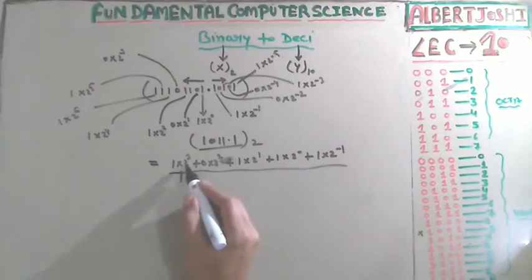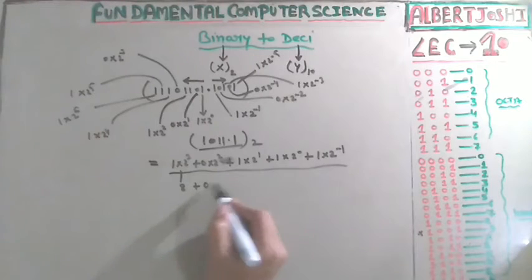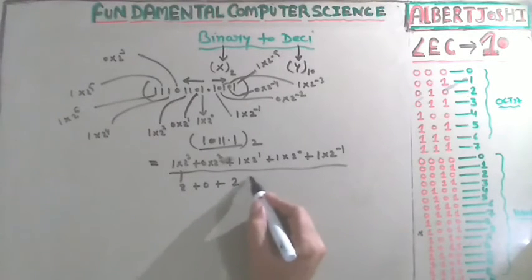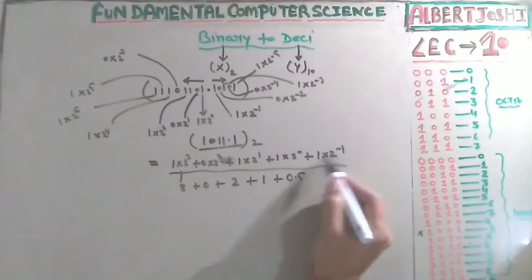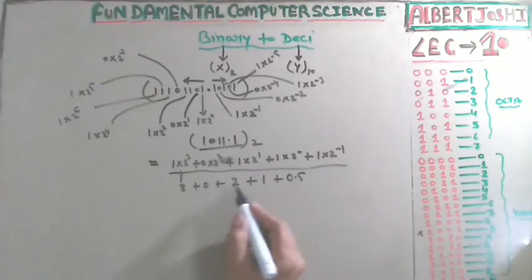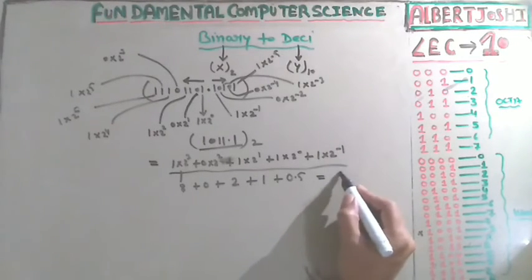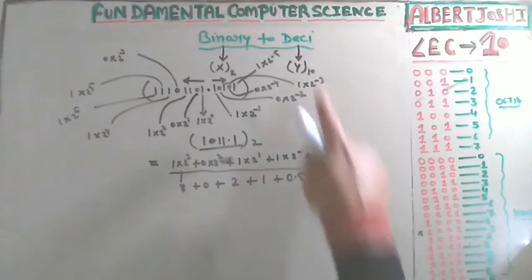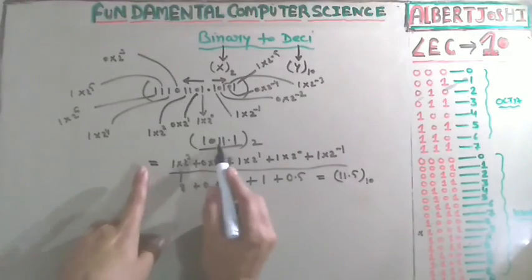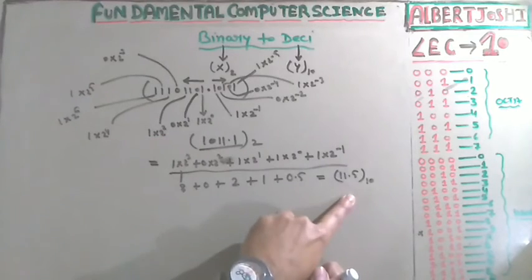Now what is this? 2 to the power 3 is 8, plus this is 0, plus 2 to the power 0 is equal to 1, plus this is 0.5, since 1 upon 2 means 0.5. So 8, 9, 10, 11, this number is 11.5. And base is 10, base 10 means a decimal number. So this is the way to convert your binary number to a decimal number.